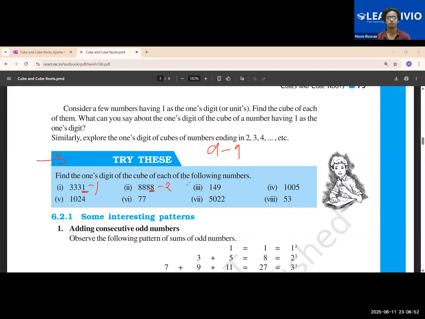Sir, for the third one, 9, for the fourth one, 5, for the fifth one, 4, for the sixth one, 3, for the seventh one, 8, and for the eighth one, 7. Correct. Very good. Excellent.